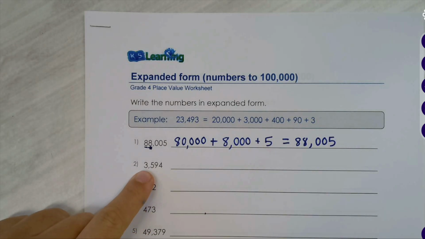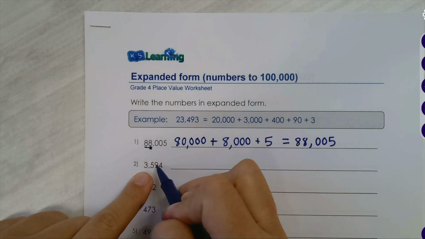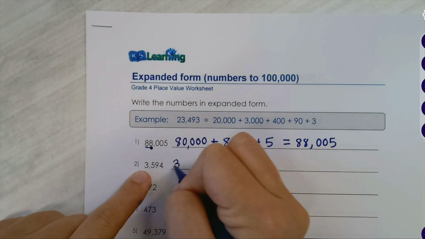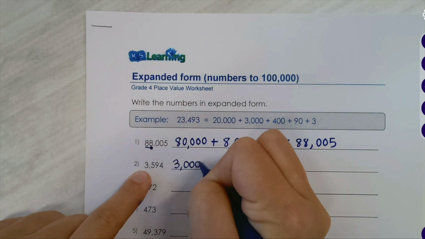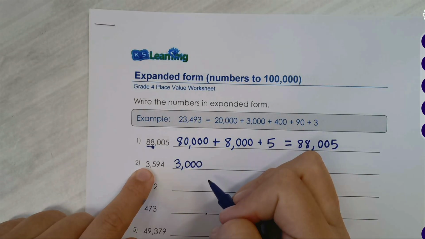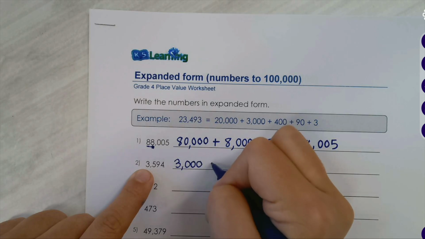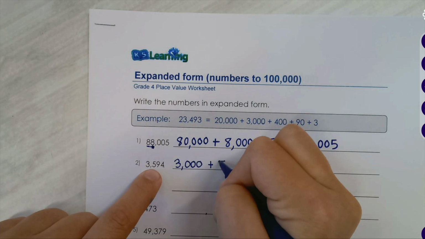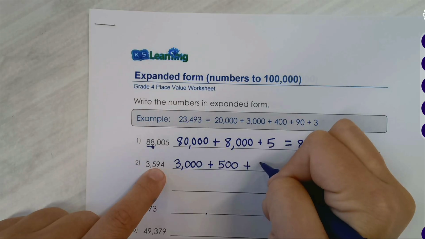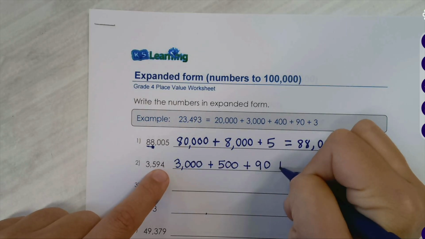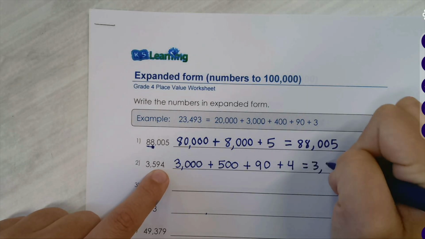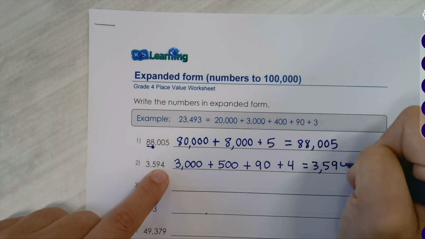Number 2, oh, that's the thousands place. I see ones, tens, hundreds, thousands. So 3 in the thousands place means 3,000. That 3's value is not 3. That 3's value means 3,000 plus 5 in the hundreds place means 500 plus a 9 in the tens place, that means 90 plus a 4 in the ones place, that equals 3,594.